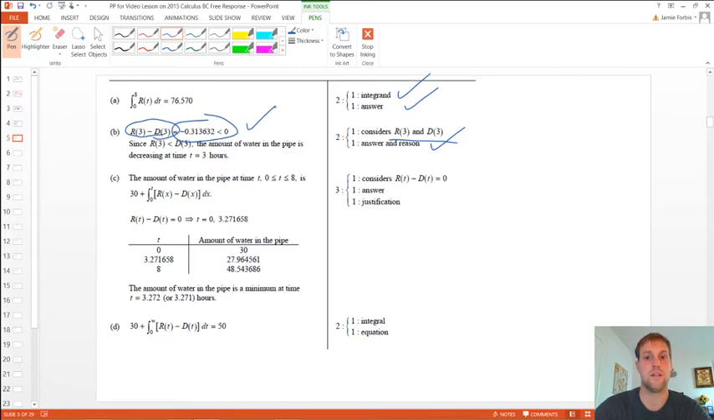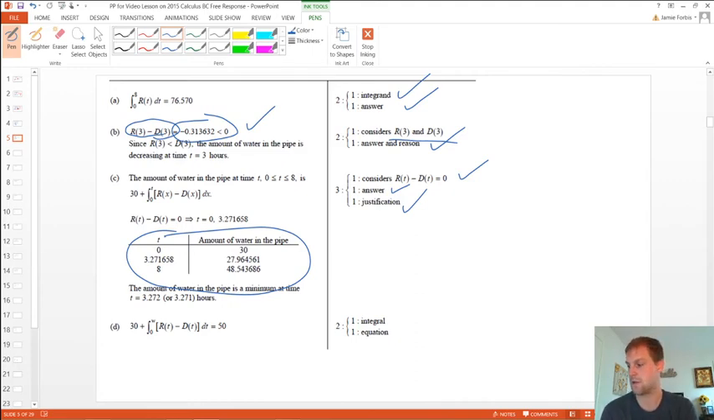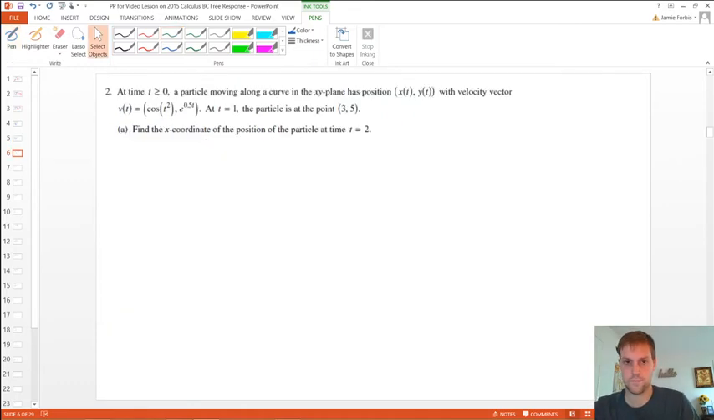C, we did set the derivative equal to 0. We found the answer, and our justification was, I would say, this entire chart, and the fact that the amount of water is least at 3.21271 or whatever. Okay. And then lastly, we set up the integral and the equation. So we had the correct integration, and we had an equation equaling 50. And again, I don't think D was too terrible. So that's rate in, rate out. Let's move on to number 2.